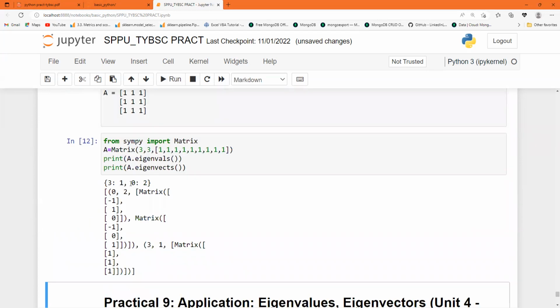These are the two eigenvalues, but 0 repeats 2 times. So for this 0, 2 times, this is the matrix: minus 1, 1 and 0, and minus 1, 0, 1. These are the two eigenvectors for the 0 eigenvalue, and for the eigenvalue 3 we will get this vector 1 1 1 as the eigenvector. I hope, guys, all of you understood the practical number 8 of eigenvalues and eigenvectors.